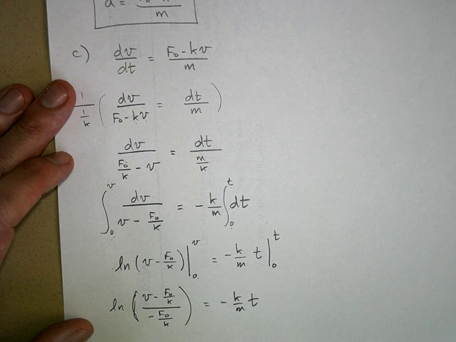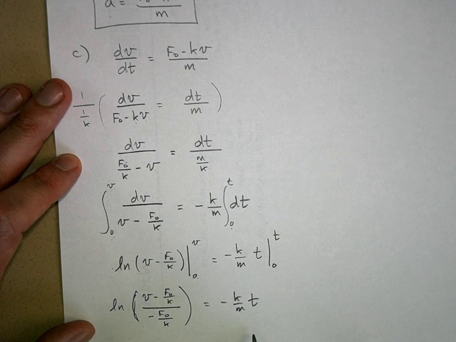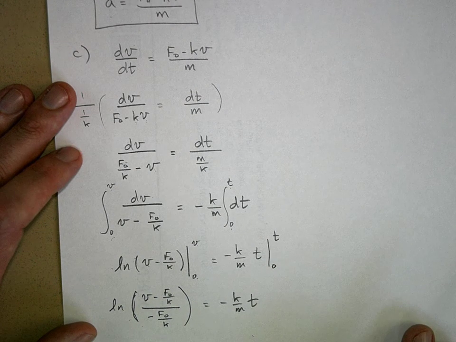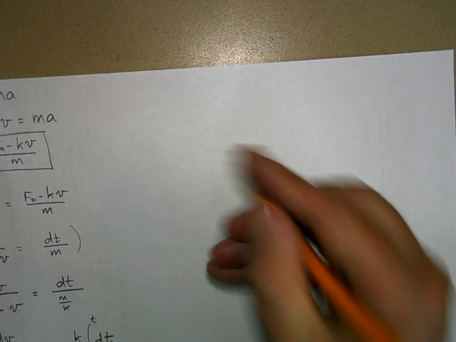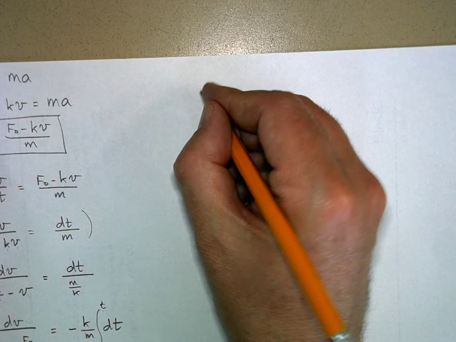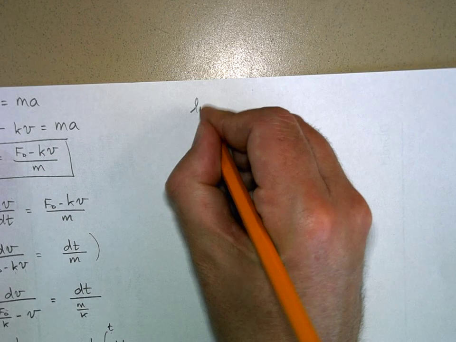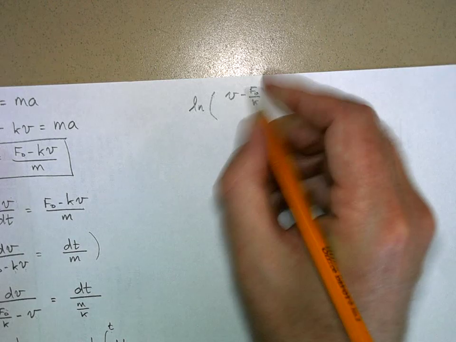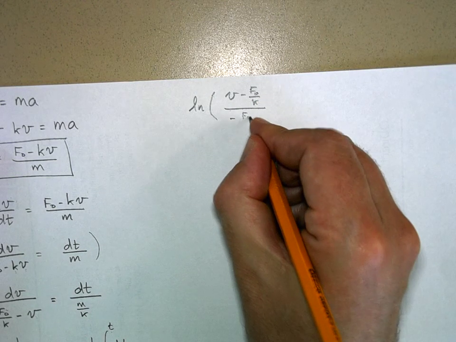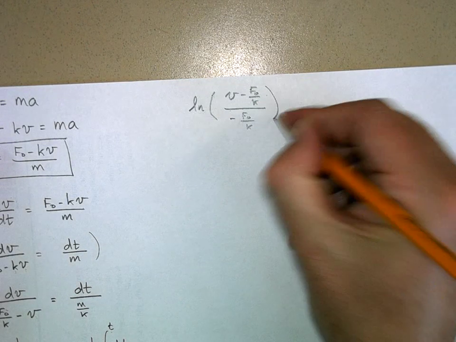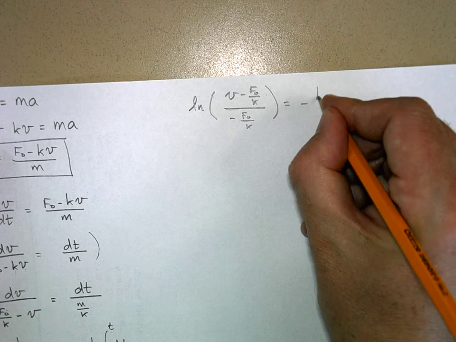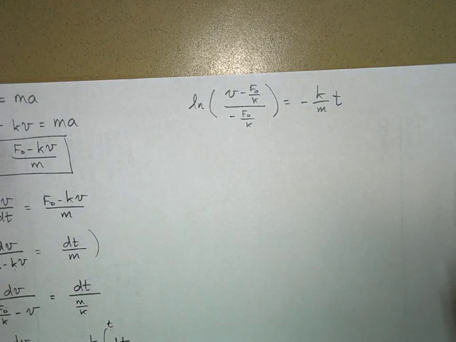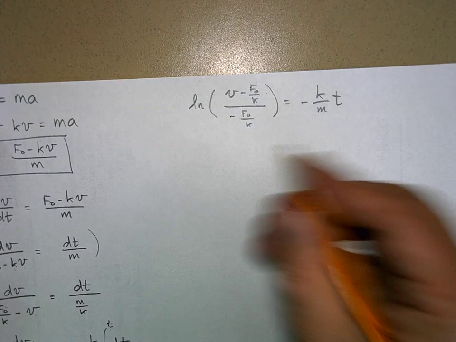What am I going to do now? I'm going to take the natural log, I'm going to raise both sides to the power of e. And I'm going to do it up here. Well, let me just rewrite it. Let's start over here. So this is the natural log of (v minus F naught over k) all over negative F naught over k equals e to the negative k over m times t. I'm just rewriting it. Okay, that's what we started with here. Now I'm going to raise both sides as powers of e. That's going to get rid of the natural log.